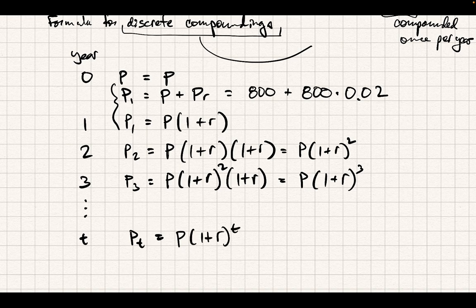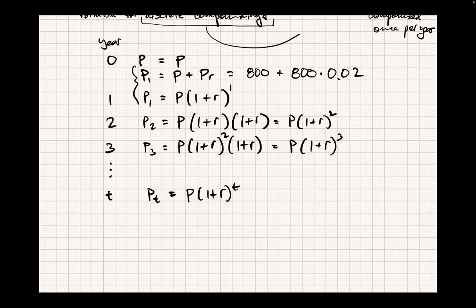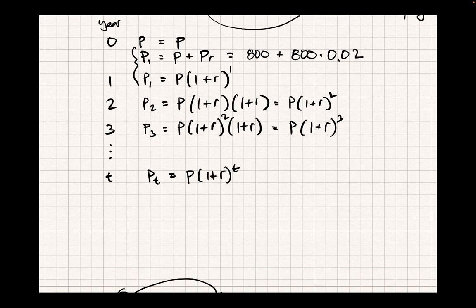So this was to the first power. This is the second power. This is the third power. So after t years, we get our original amount compounded t times. So that's the compounding interest. Discrete means it happens a certain number of times per year. Could be once per year, twice per year, 12 times per year. So sometimes we might want quarterly compoundings, monthly compoundings, daily compoundings.